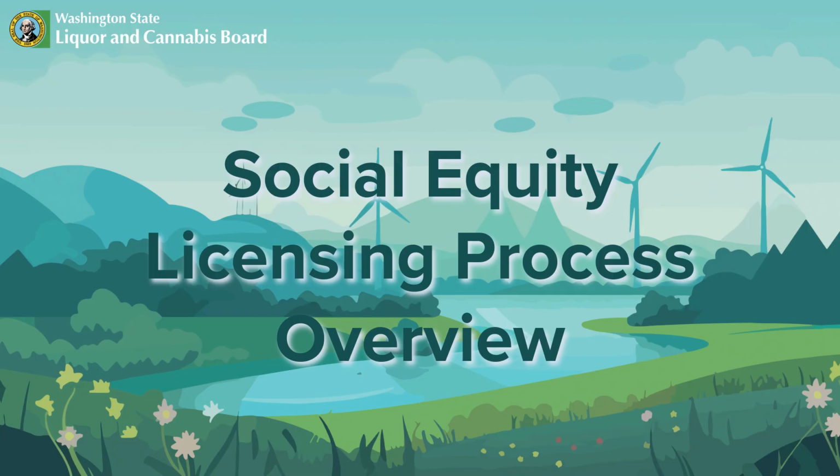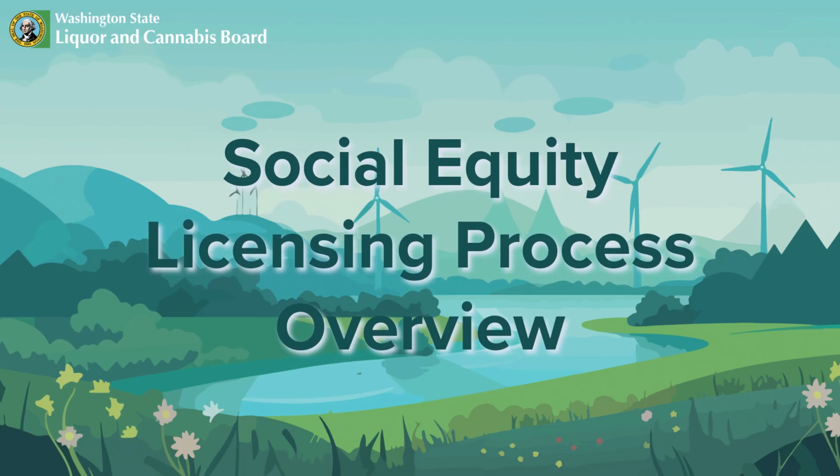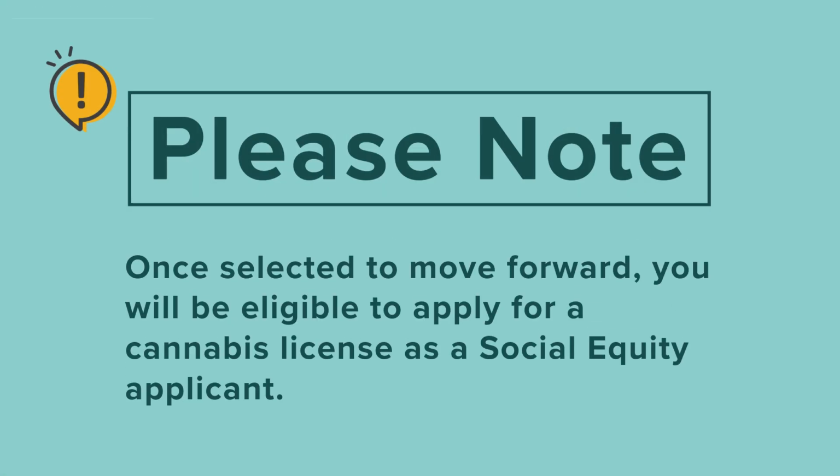In this video, we will review the licensing process for successful Cannabis Social Equity applicants. Registrants who meet the qualifications for the program and receive the highest scores will proceed with the licensing process. Please note, when selected to move forward by receiving high score or winning double-blind lottery in case of a tied high score, you will be eligible to apply for a cannabis license as a social equity applicant.